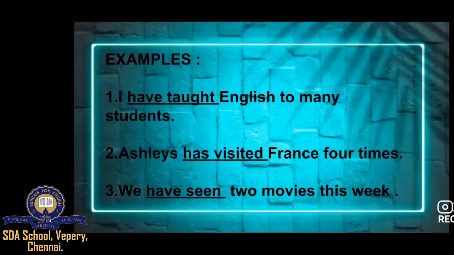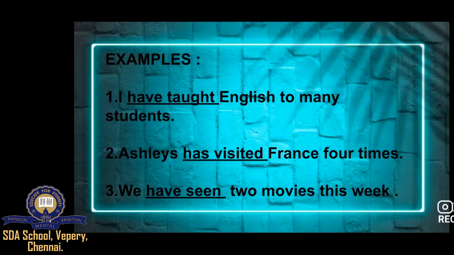For example, I have taught English to many students. Ashley has visited France 4 times. We have seen 2 movies this week. The present perfect tense has 2 main uses. This sentence shows the first use, to talk about experiences.